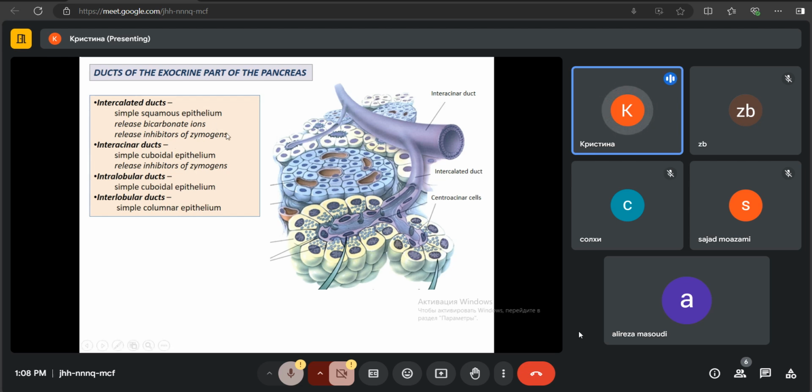Inhibitors of zymogens are the substances that do not let zymogens, the inactive form of enzymes, become active form until they reach the duodenum. Because if the inactive enzymes become active inside the pancreas itself, they would start to digest the pancreatic cells, and it will cause the pancreatic necrosis.